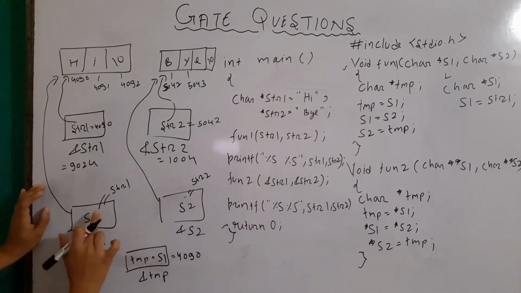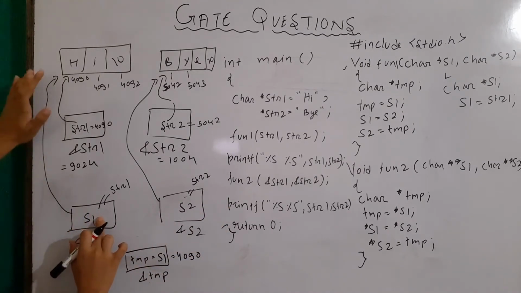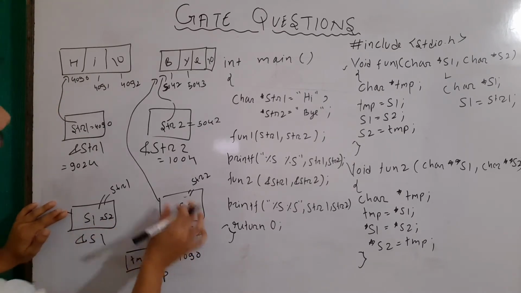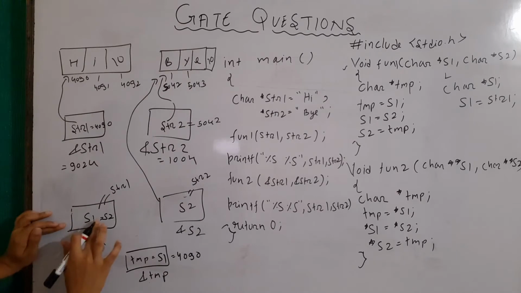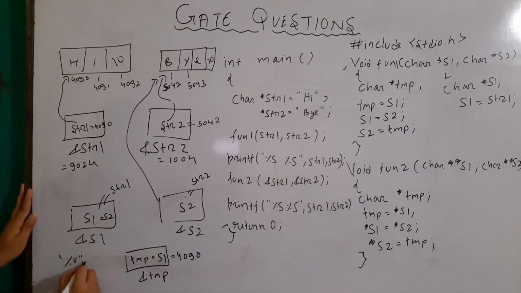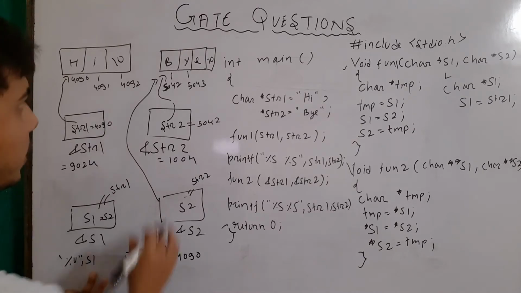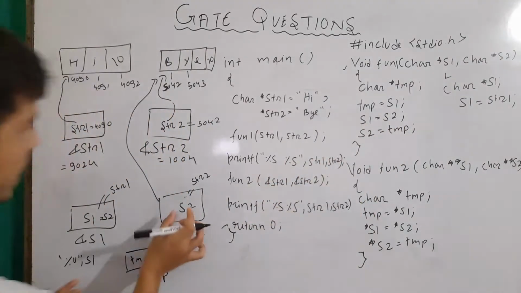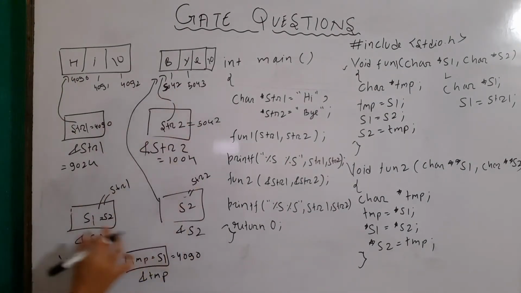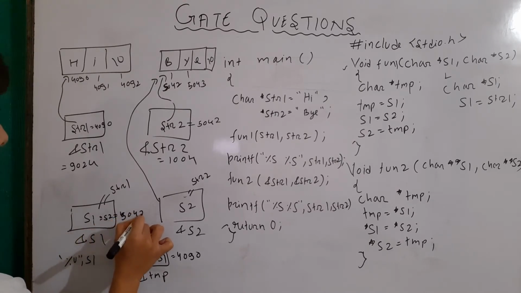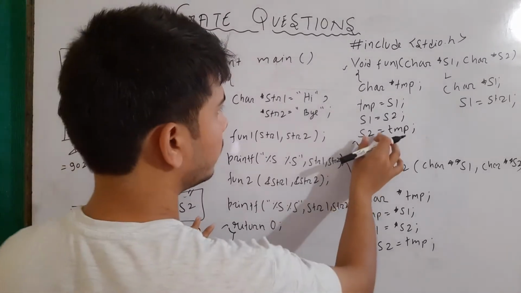So now s1, which was previously pointing to this location, with s1 equals to s2 will point to this location. So now if I write here printf of %u and then s1, it will give me output as 5042. Why? Because it is written s1 equals to s2, s2 was 5042, so s1 will also become 5042. Then it is written s2 equals to temp.